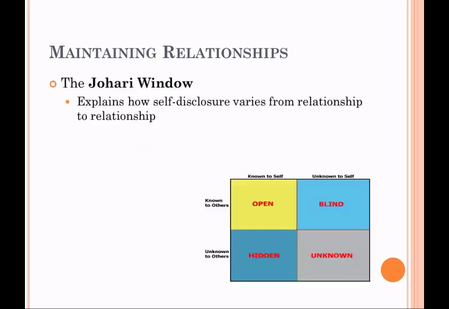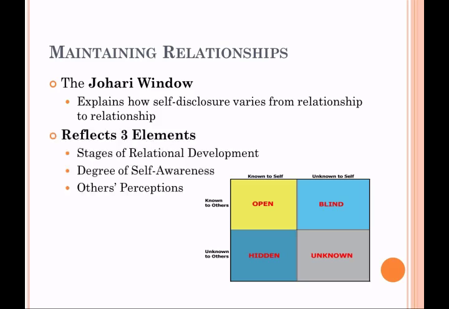The second model of self-disclosure that your book talks about is the Johari window. Generally, this theory explains how self-disclosure varies from relationship to relationship. It also reflects three different elements. First of all, this theory incorporates the stages of relational development, the degree of self-awareness, and it also takes into consideration other people's perceptions.